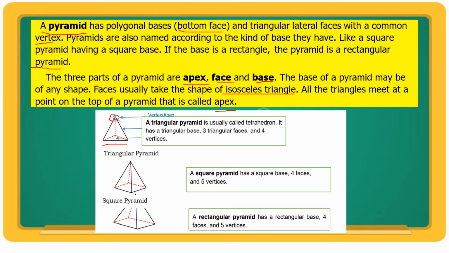So this portion, children, is what we call the apex or the vertex. This one is what we call the edges. And this portion is what we call the base. So a triangular pyramid is usually called tetrahedron. It has a triangular base, 3 triangular faces, and 4 vertices.